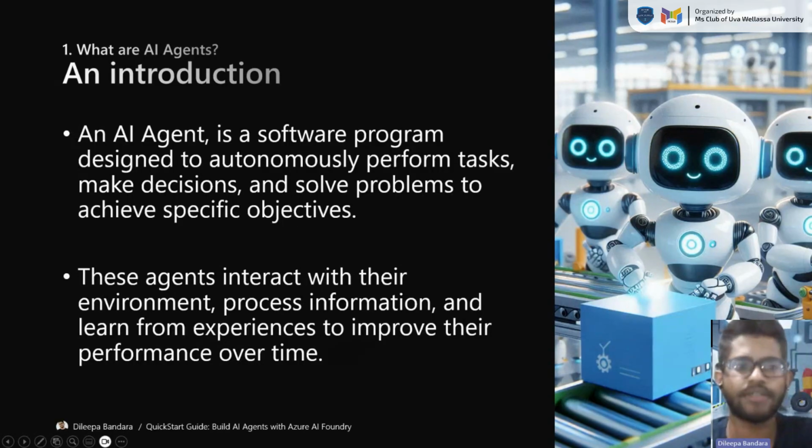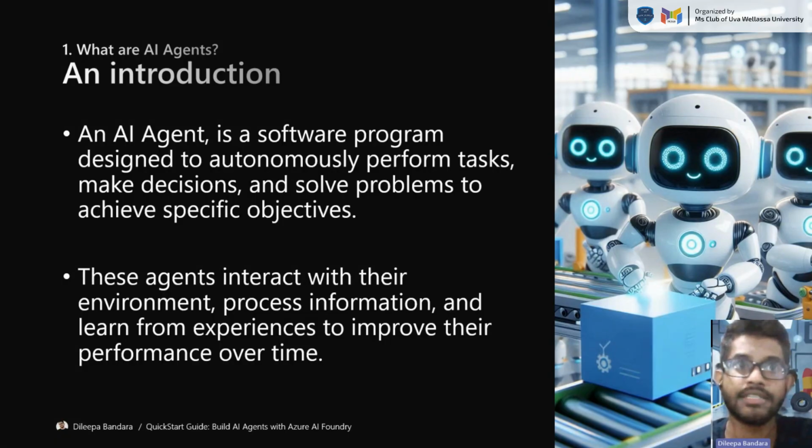This is a small introduction about AI agents. If you are searching about these AI agents, you can probably find something similar to this, okay? So an AI agent is a software program designed to autonomously perform tasks, right? Make decisions and solve problems to achieve specific objectives, right? Rather than using a regular LLM, these agents can autonomously perform tasks, right? That's the major thing about these agents.